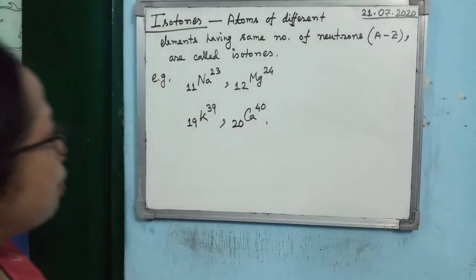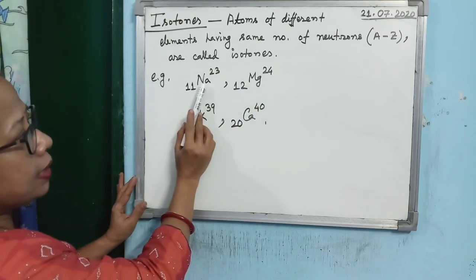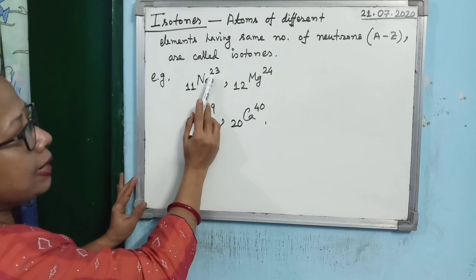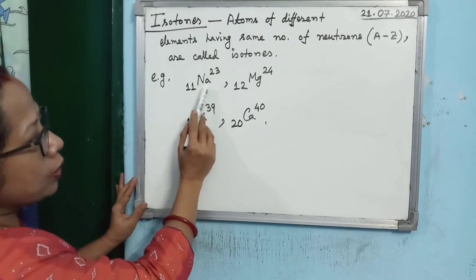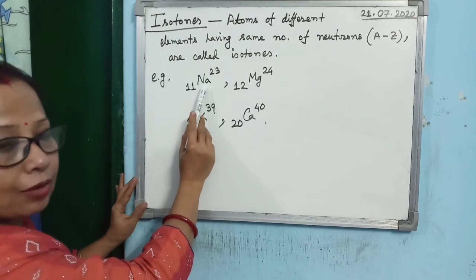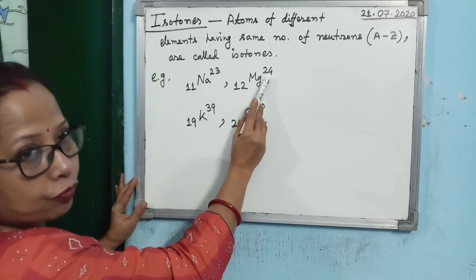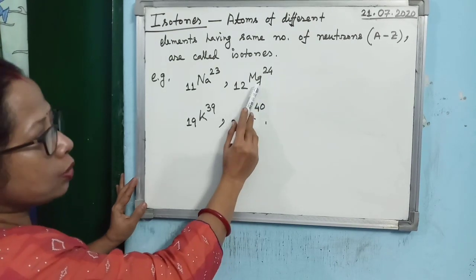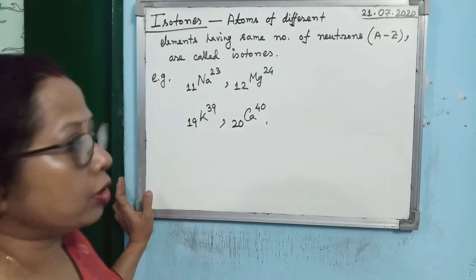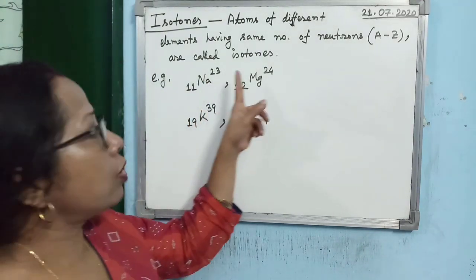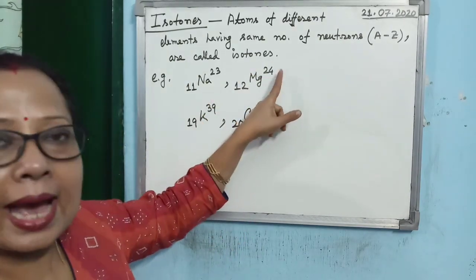So consider the example, 11 sodium 23 and 12 magnesium 24. You see here, what is A minus Z? A minus Z is 23 minus 11, which is 12. So sodium has 12 neutrons. And you consider the magnesium. Z is 12, A is 24. So what is A minus Z? 12. So this magnesium also has 12 neutrons. Sodium has 12 neutrons and magnesium also has 12 neutrons. So these two are known as isotones.